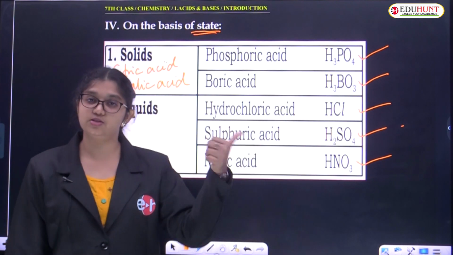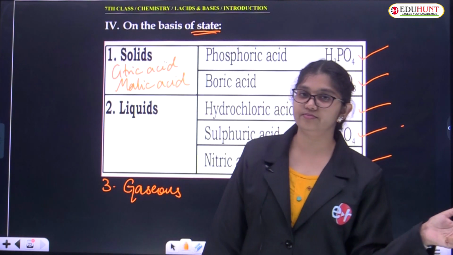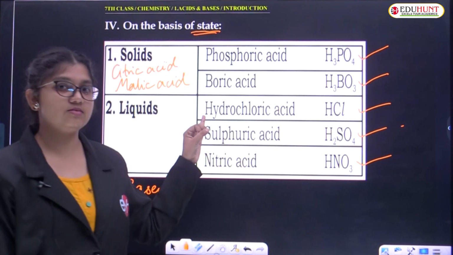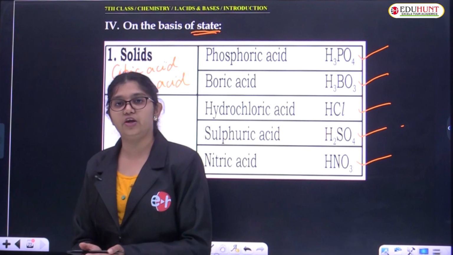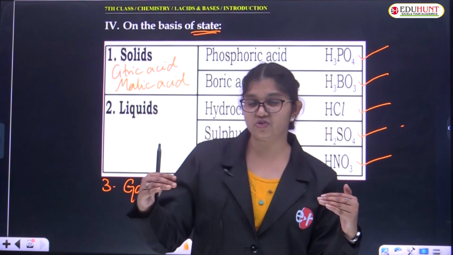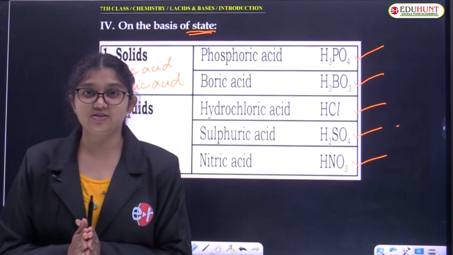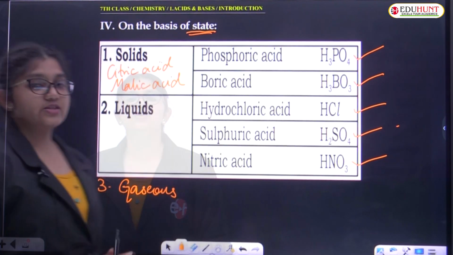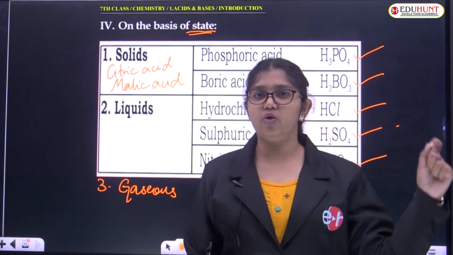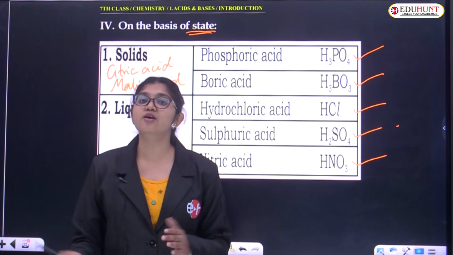The classifications are: source, molecular composition, strength, concentration, basicity, volatility, and finally state. These all are the classifications of acids. Hope you clearly understood the concentrations, their strengths and their ionizations. This is all about acid concentration and acid classifications. I hope you clearly understood every classification in detail so that you can happily do the worksheet bits and all.